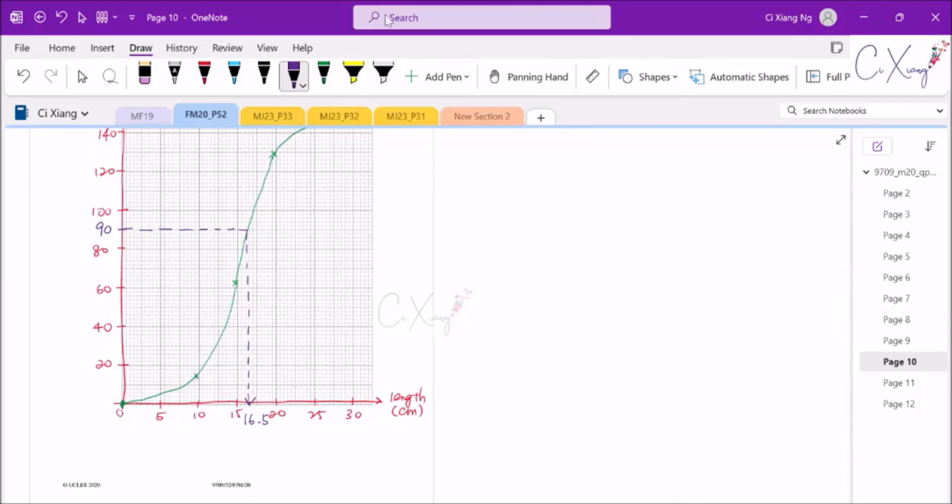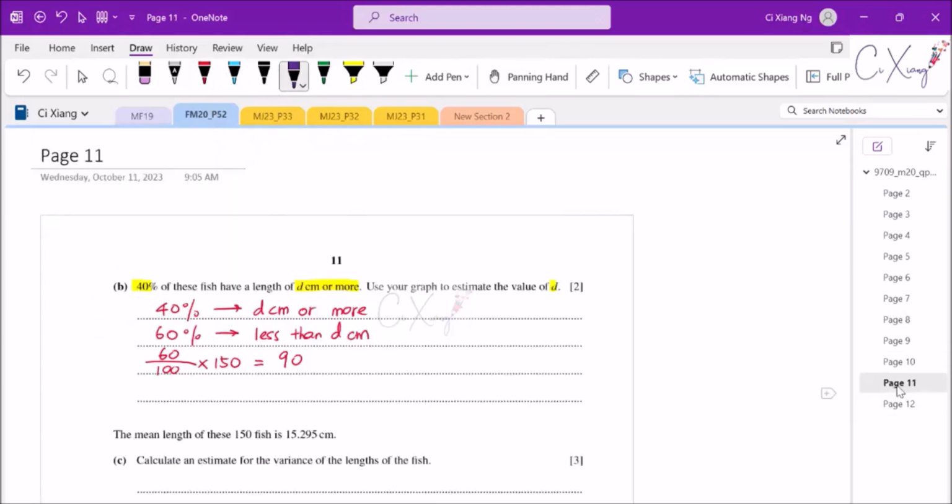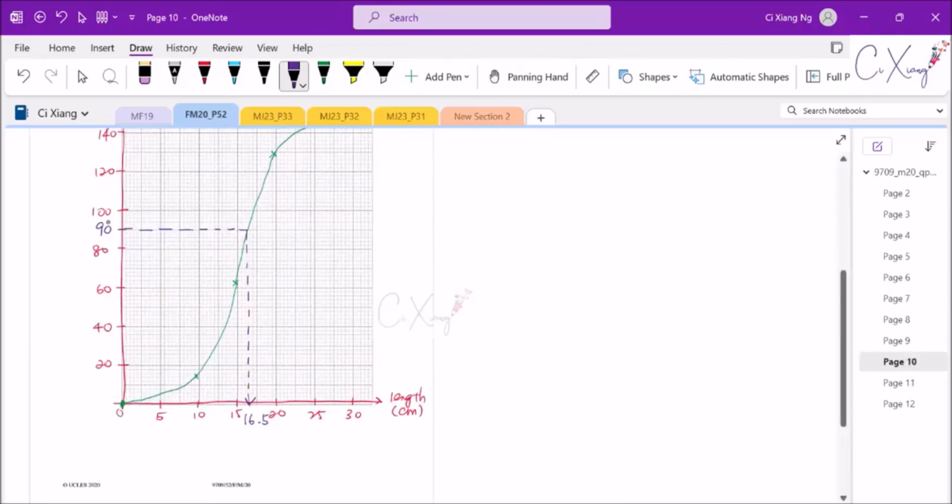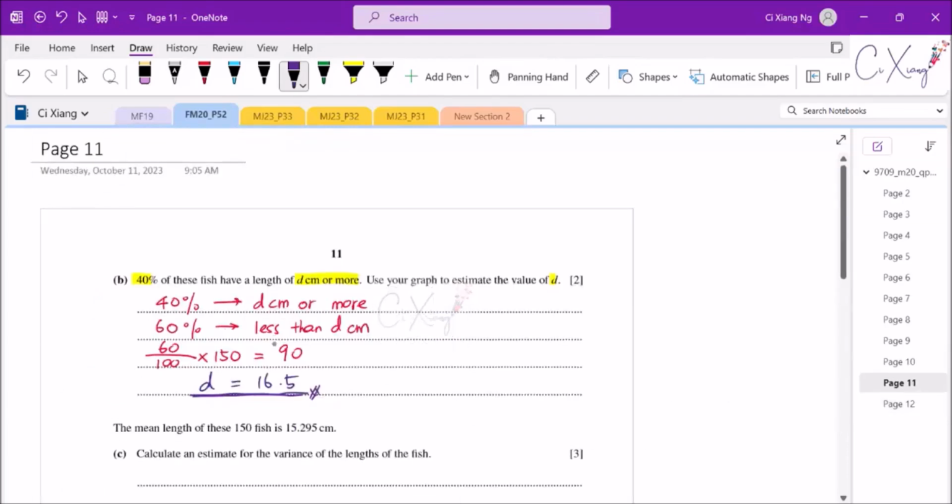After you estimate it clearly, you just write out your answer: d is equal to 16.5. This is the answer from my diagram. If you use your own diagram, you might have a slightly different value, but it shouldn't be too far from this. And just a reminder, please make sure you draw the estimation line at 90 clearly in your graph to show how you estimate the value. So this is how we solve part B.